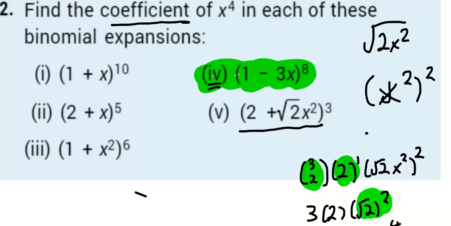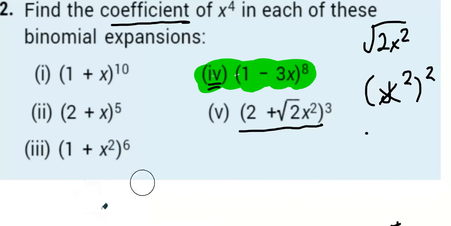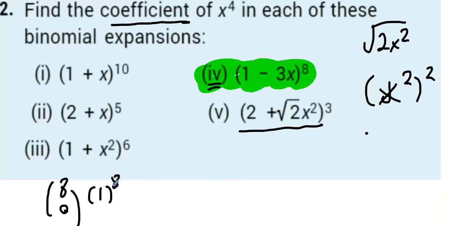Yeah, go on. All right, guys, so here's what we're looking at here. What I'm going to do here is the following. I'm just going to start off with the very first one. 8C0 1 to the power of 8. And then I'm going to go 8C1 1 to the power of 7, minus 3x to the power of 1.